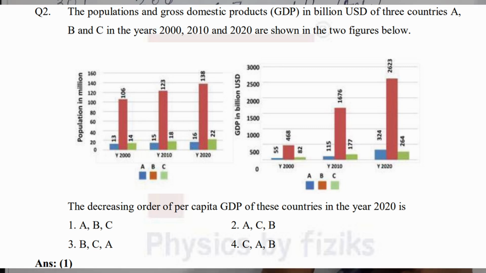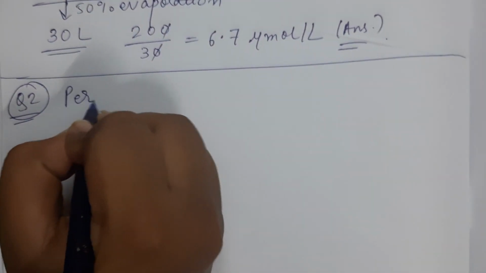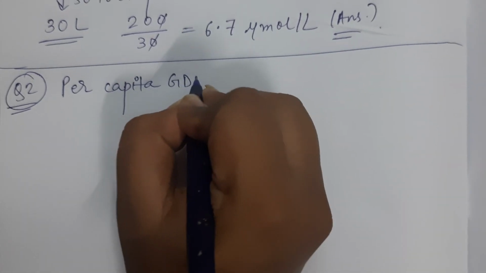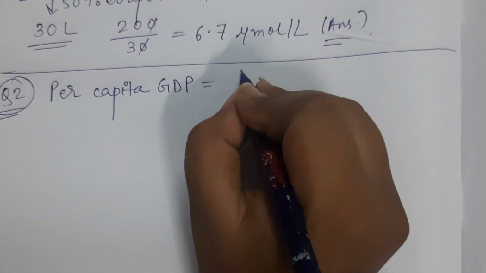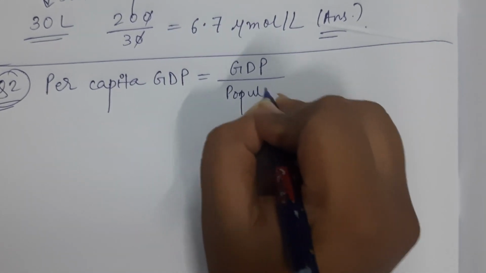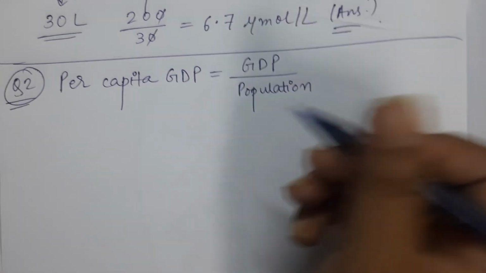So in the year 2020, you can see from the graphs, we have a certain population and we have a certain GDP. All you need to do in order to find the per capita GDP is divide the GDP by the population. GDP divided by the population.